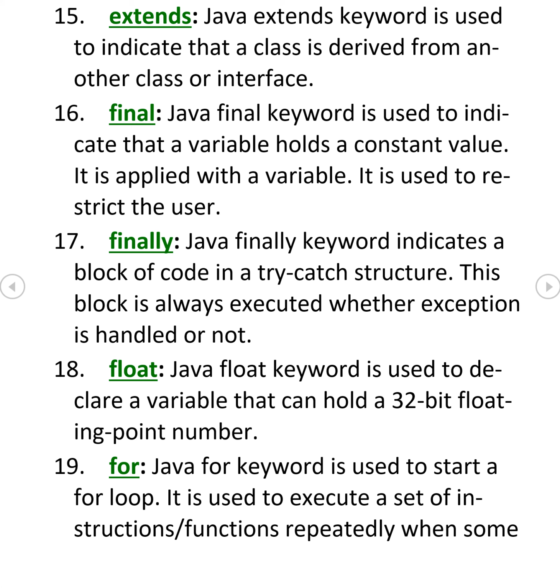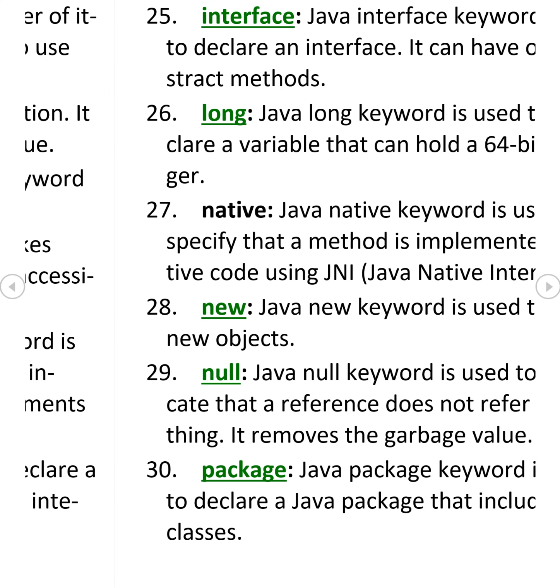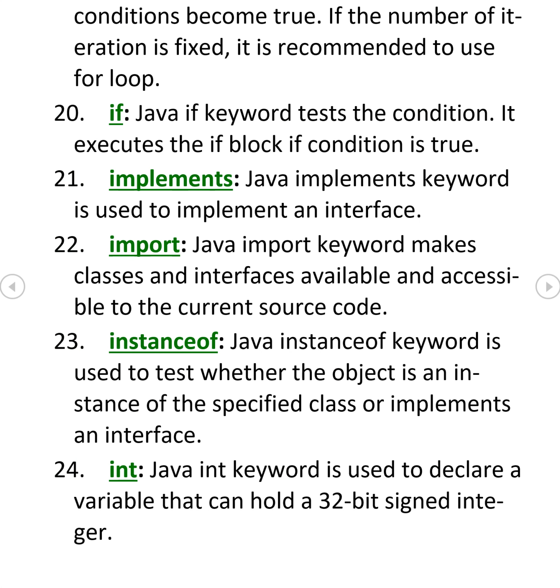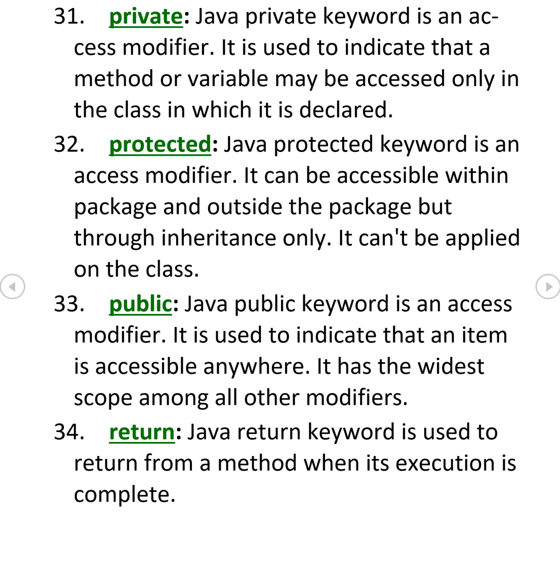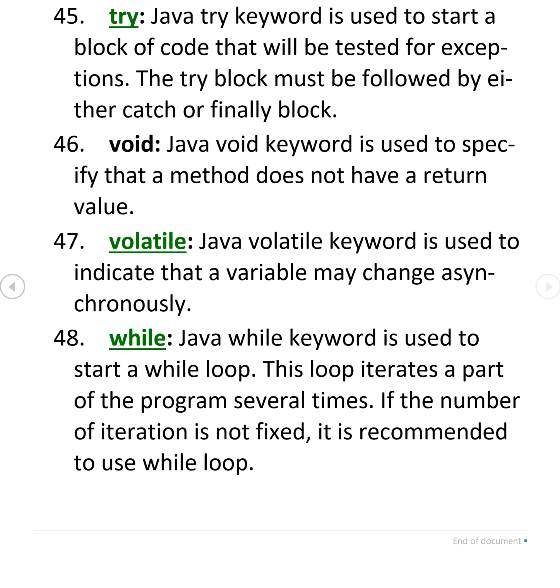Extends: when we want to inherit a class, we use the extends keyword before inheriting the class. Finally and float, these are keywords we will understand when we write the program. For we know, if we know, implements we know, and import, instanceof we will understand as we go through some code. So don't worry, and understand these keywords.